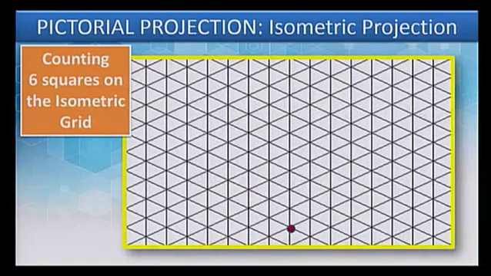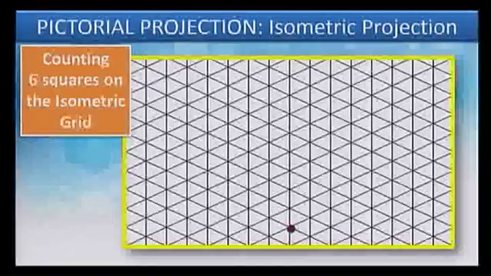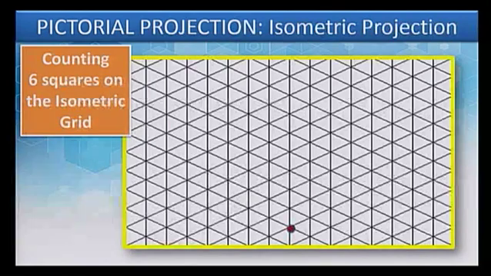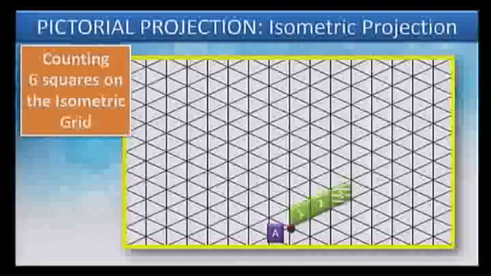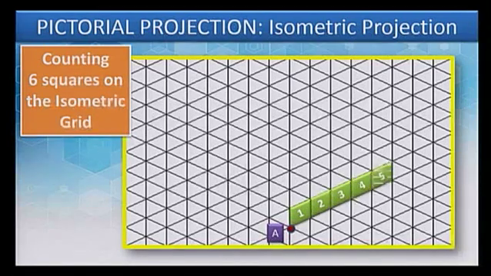So, we can start drawing on the isometric grid then. We will carry out a simple exercise. We will count 6 squares on the different axes from a starting point A. Let's start counting along the inclined line towards the right. This will be the width.